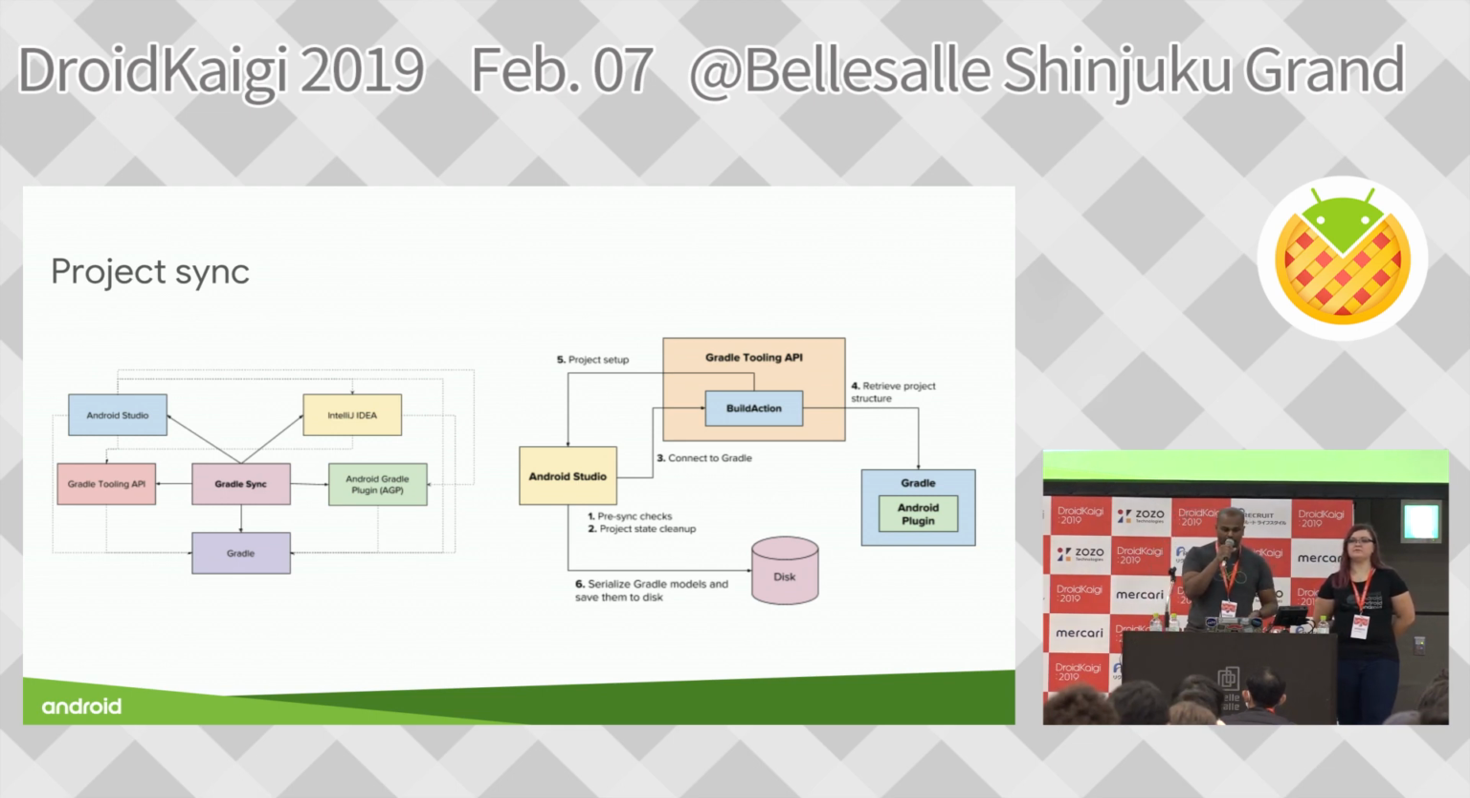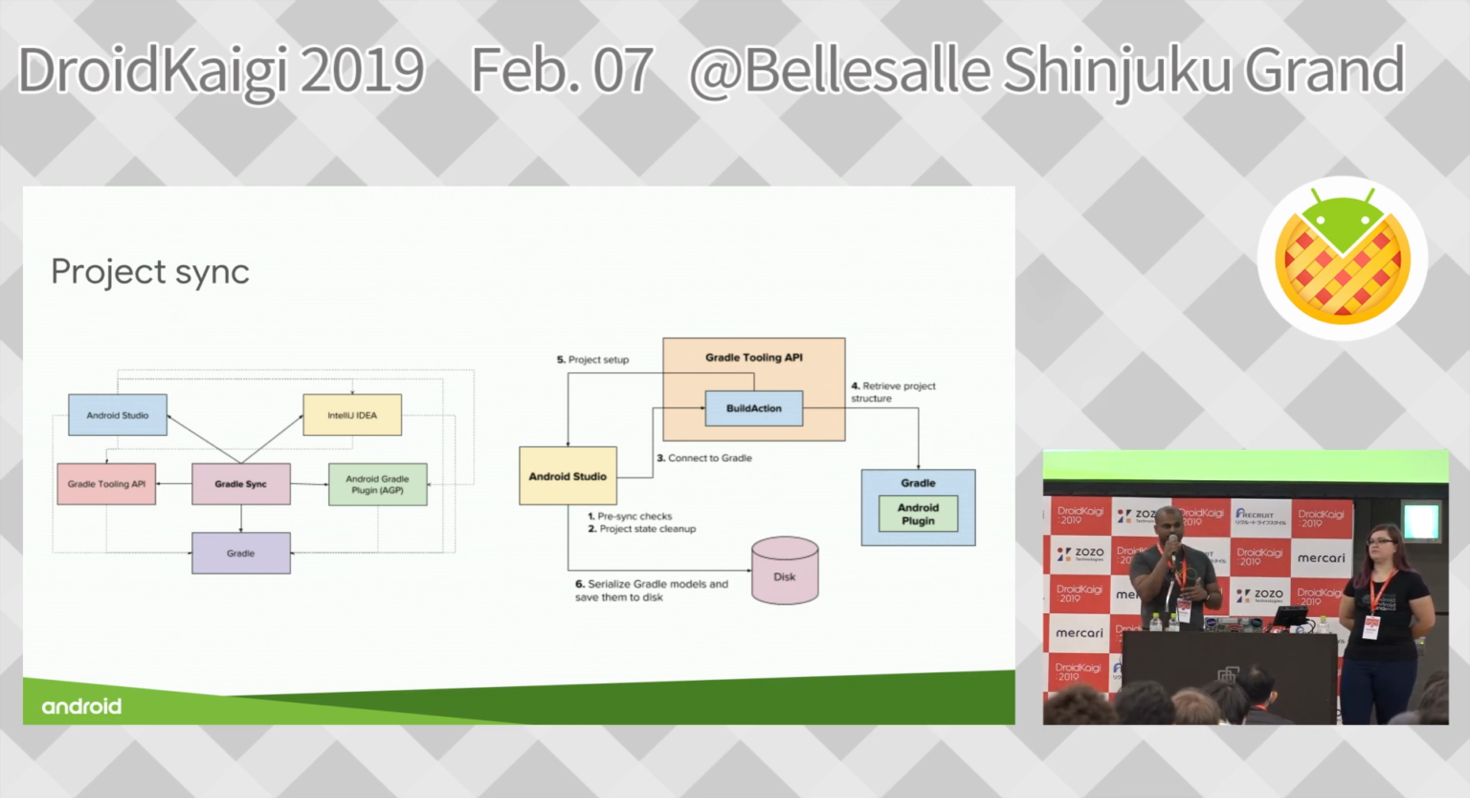A build action is fired up to gather that information from Gradle and the Android plugin. That information is fed back into Android Studio, and Android Studio saves that information to disk. The reason it saves it to disk is so that the next time you start up your project and you haven't really made any changes to your project structure, it doesn't have to sync everything all over again.